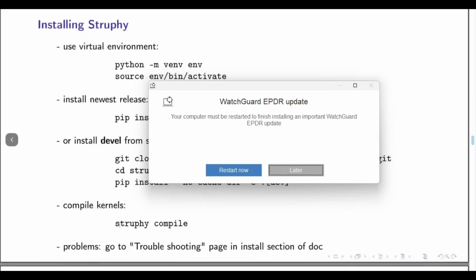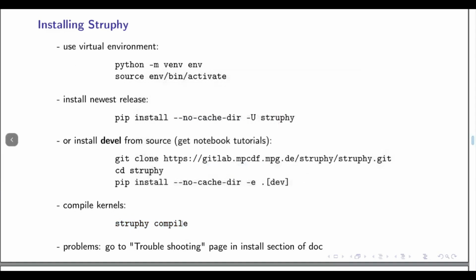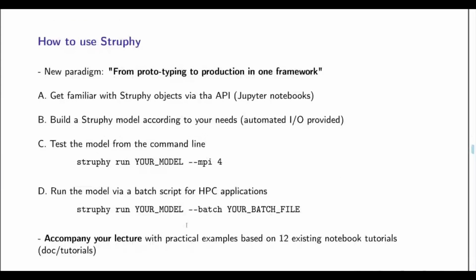And after you install Struphy, you have to compile. This will then do the Pyccel compilation of all the heavy compute kernels so that you can run at Fortran or C speed. If you see problems with the installation, there is a troubleshooting page in the documentation where there are some hints of how you can maybe solve problems.